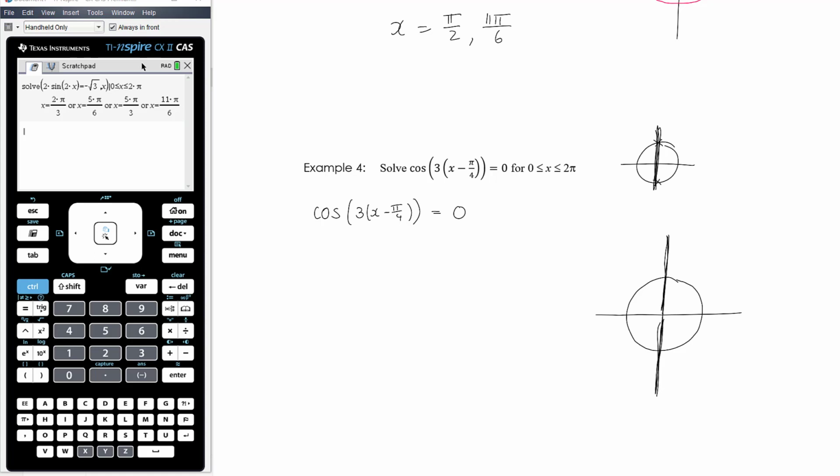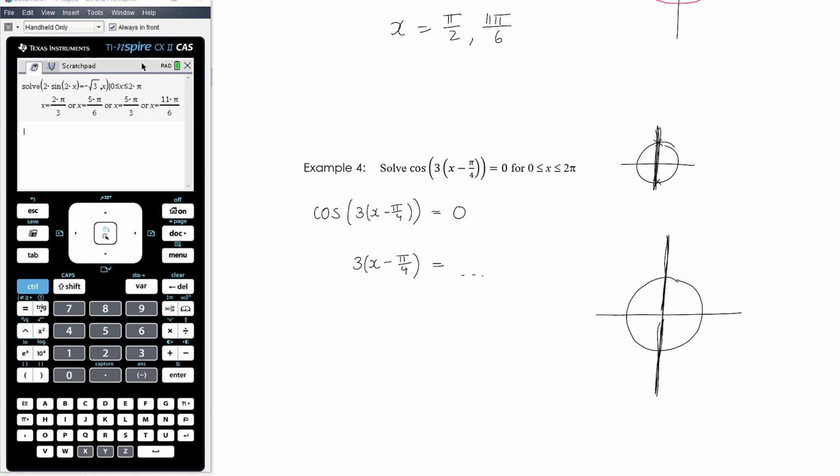Right, we need to think about our domain. There's going to be two steps here. Well, I think it's easier to think of it in two steps. Whatever we get out of the unit circle is going to be equal to whatever expression we've got inside the cosine function. So that is 3 times x minus pi on 4. It's going to be our solutions out of the unit circle.